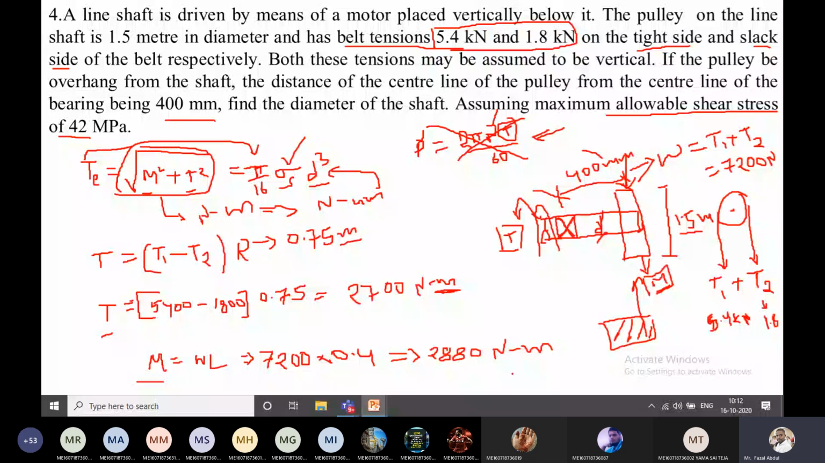Make it fast. Tell me the D value in mm.